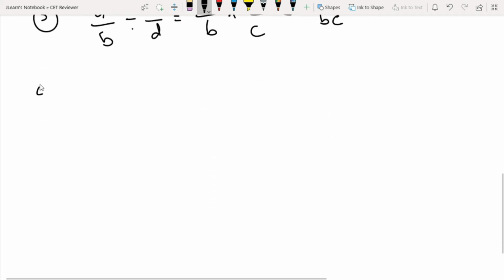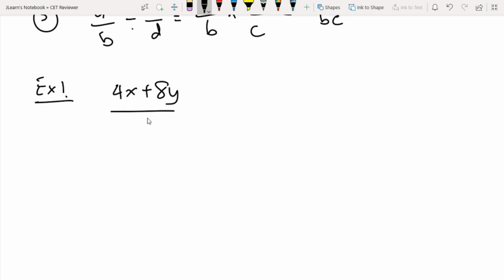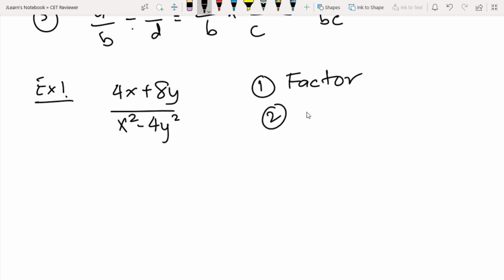So let's have example 1. If you have, let's say, 4x plus 8y all over, let's say, x squared minus 4y squared, kailangan natin to i-simplify. So, yung technique natin is 1, we do factoring, and then, second, we cancel common terms.